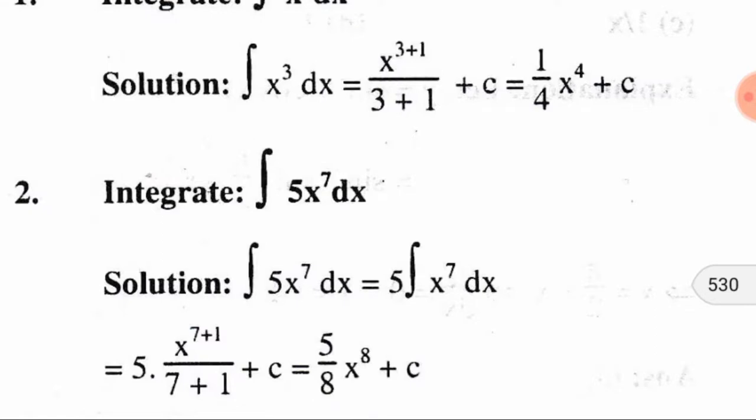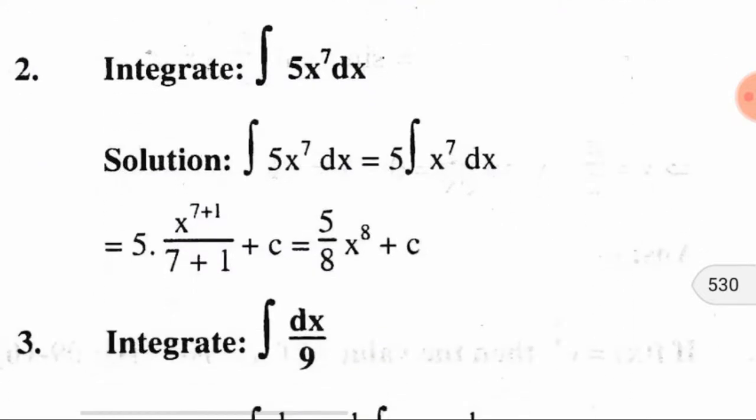Similarly, we can solve the second problem. In the second problem, we just bring out the 5 of integration. Then we get 5 times integration of x to the power 7 with respect to x. Following the above steps, we can get at last 5 by 8 x to the power 8 plus c. That means it is similar to problem 1.